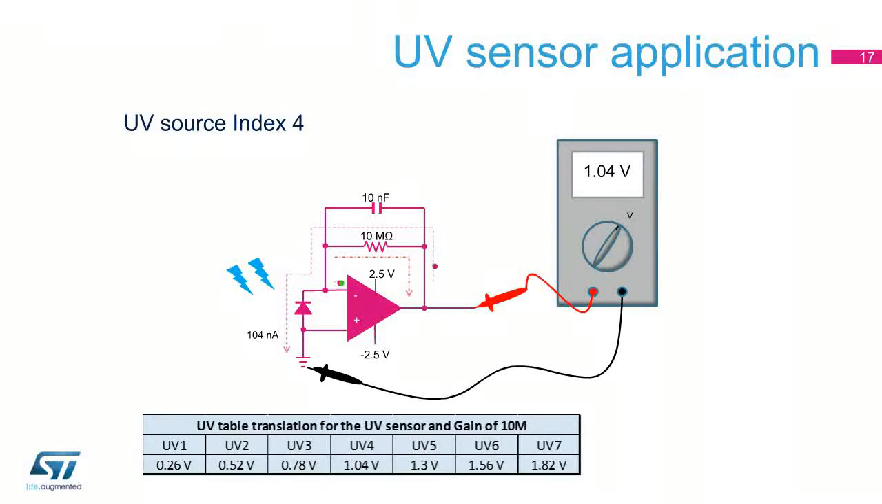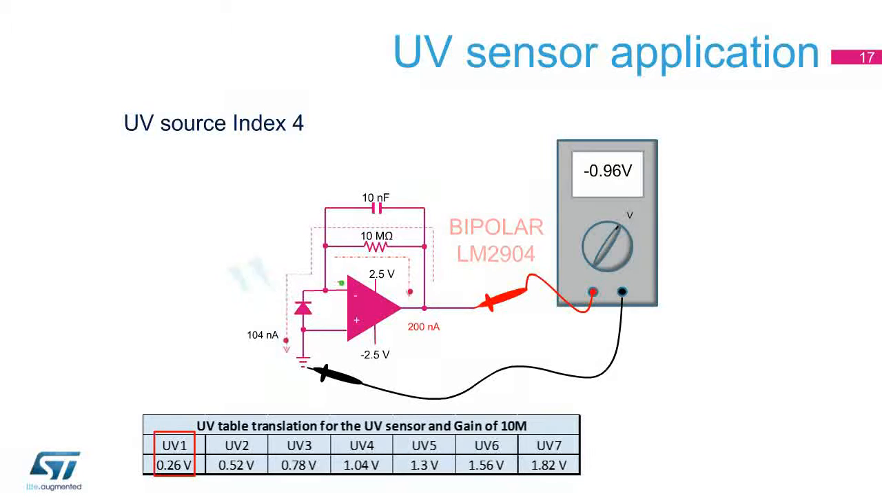The UV source is set with an index of 4, and for this level of radiation, the UV sensor will generate a current of 104 nanoamps. This very small current will be amplified by the 10 megaohm resistor, resulting theoretically in an output voltage of 1.04 volts.